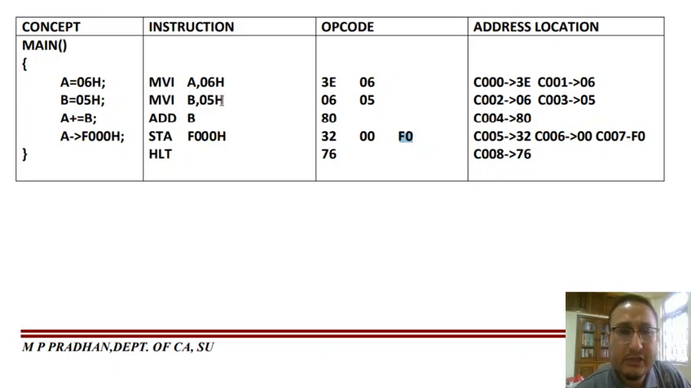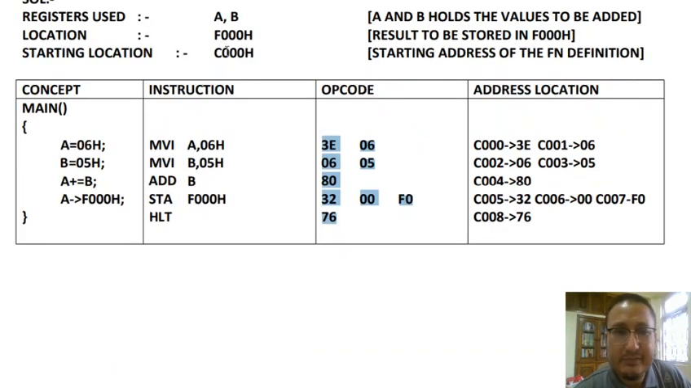So now what we have done is we have converted the concept into a program using the 8085 instruction set. Then we have converted the program written using the 8085 instruction set into a set of executable code, that is opcode and data. And now what we need to do is store the program in the computer's memory. The starting address for storing the program is C000.